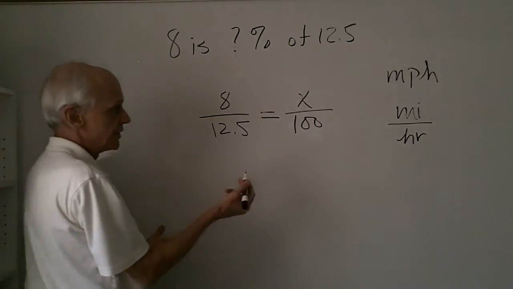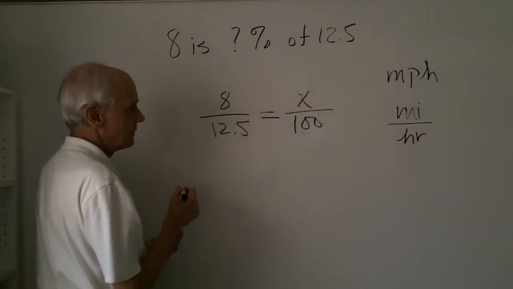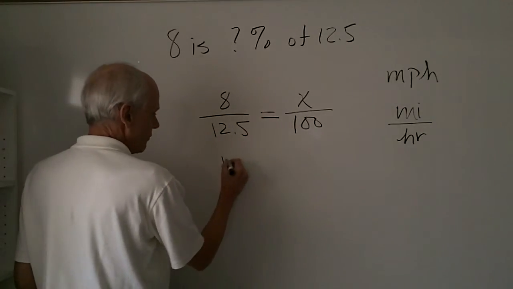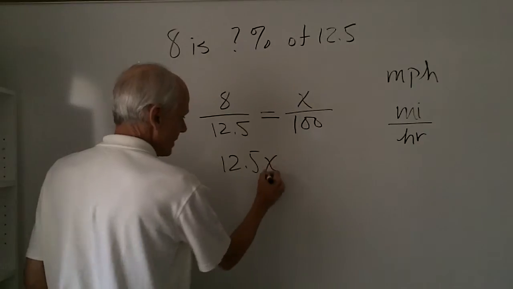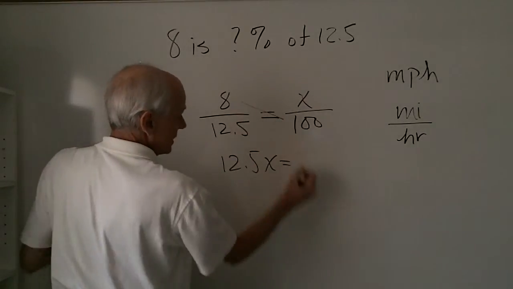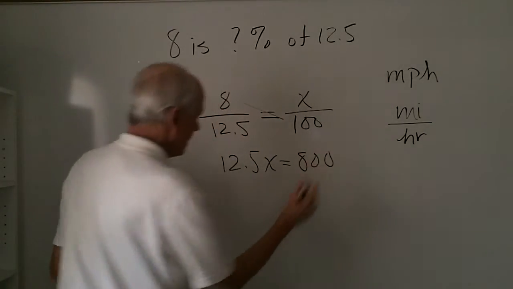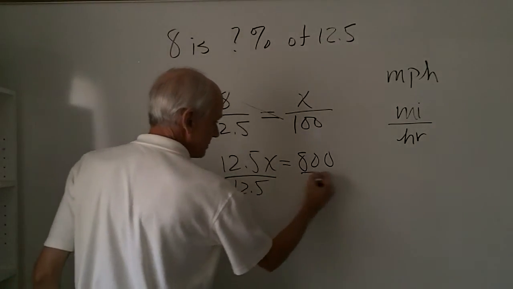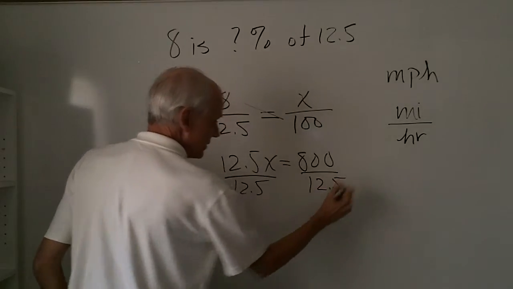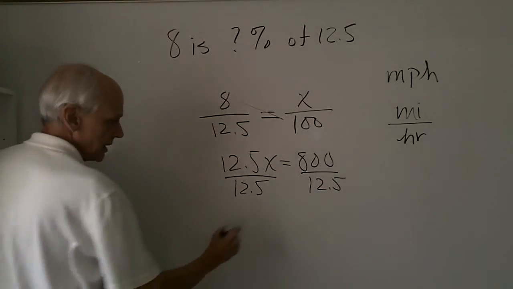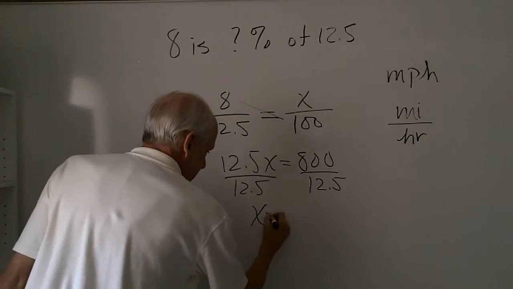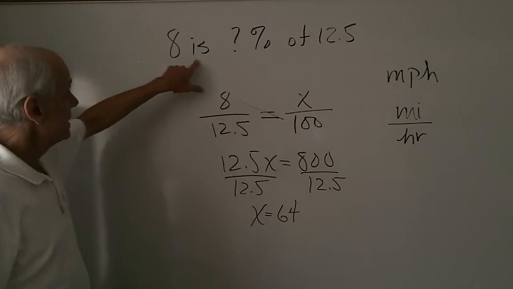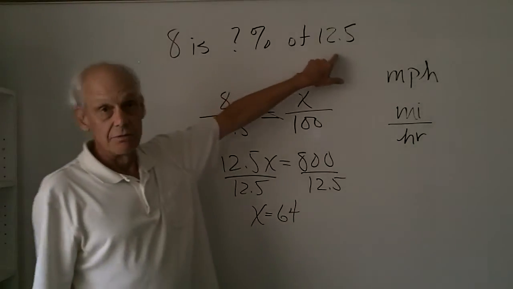Now, as we did earlier in the chapter, this is just arithmetic, and we're going to take our cross products and set them equal. First cross product is 12.5x. Our second cross product is 800. In order to solve for x, we're going to divide both sides by 12.5. And you can either do long division or on your calculator, and you'll find that x is equal to 64. So now you could say that 8 is 64% of 12.5.